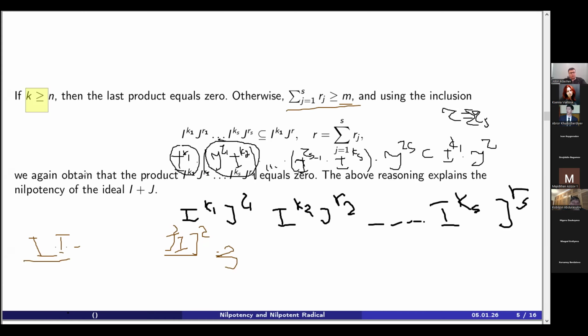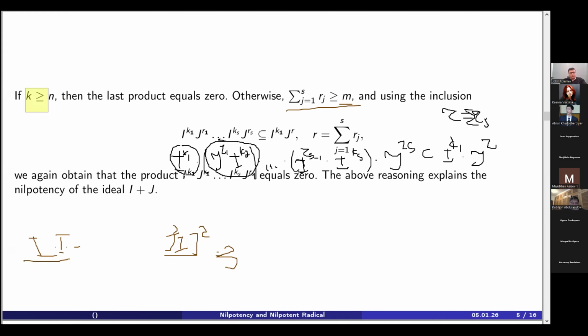We again obtain that this product equals 0. The above explanations show the nilpotence of the ideal. Does everyone understand this one? You may continue. So, next.